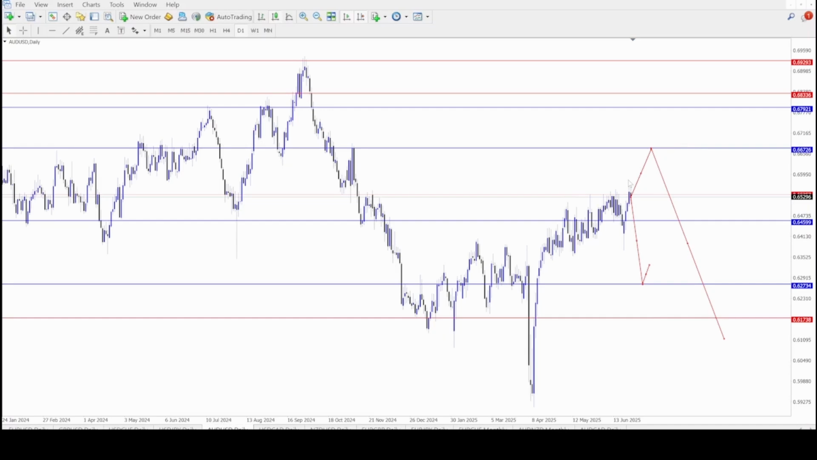So that will be that for the AUDUSD currency pair, and that will be that for the GBPUSD, USDCHF, USDJPY, and AUDUSD currency pair analysis for the new week.